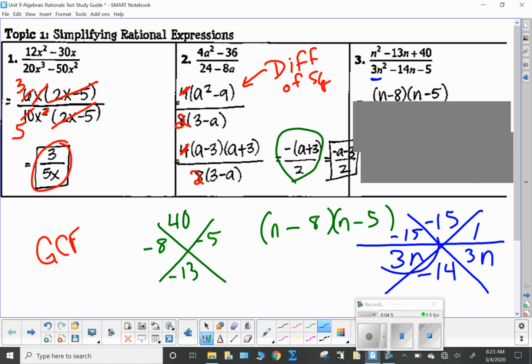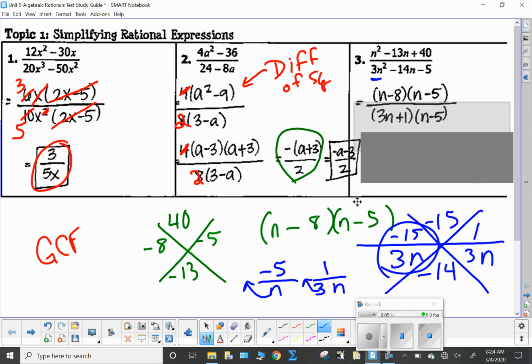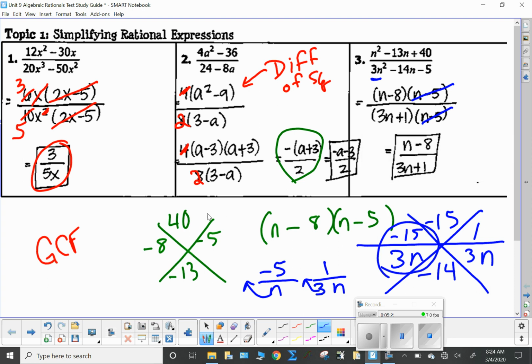Now, over here, this reduces. 3 goes into itself once, and it will go into negative 15 negative 5 times. This one doesn't reduce, so I still have 1 over 3n. Now I'm going to do the bottoms up to get n minus 5 and 3n plus 1. At this point, you can easily see that the n minus 5 factors will cancel, leaving you with n minus 8 over 3n plus 1. Again, when you're simplifying rational expressions, a lot of it is being able to factor.